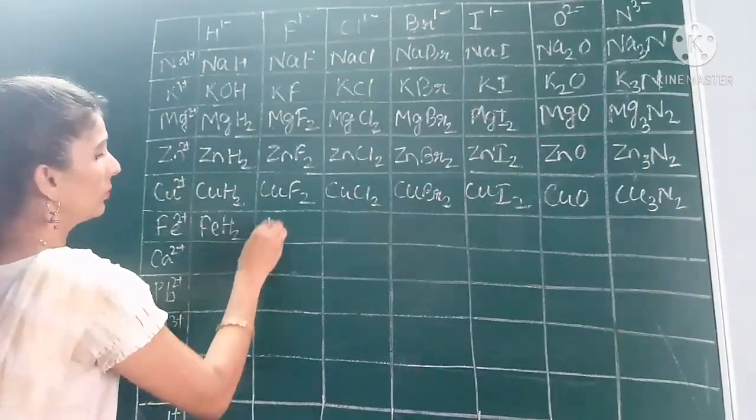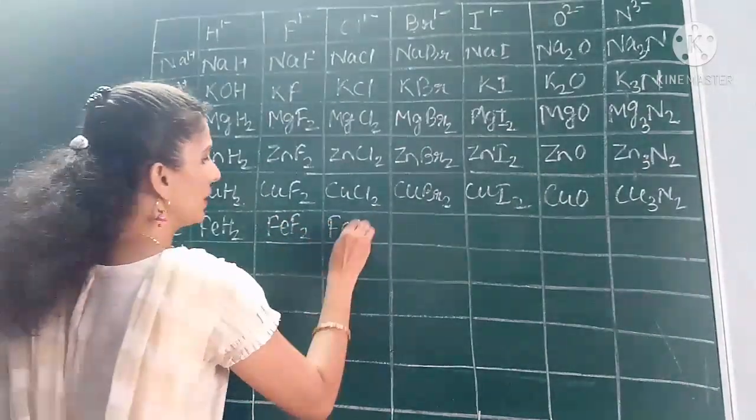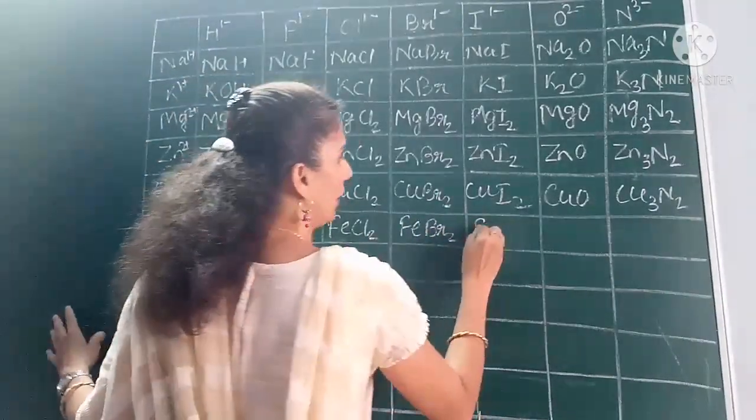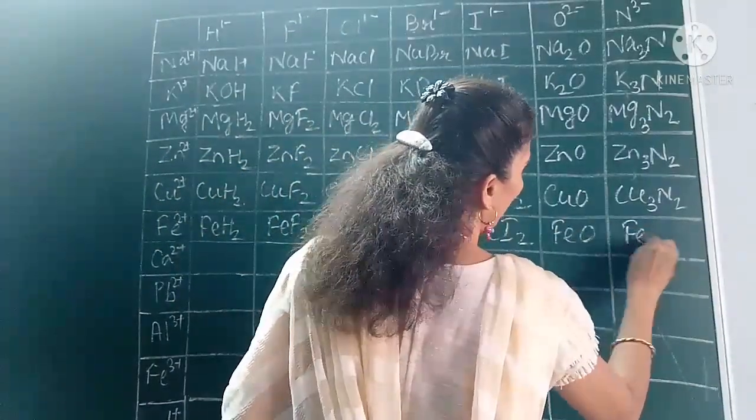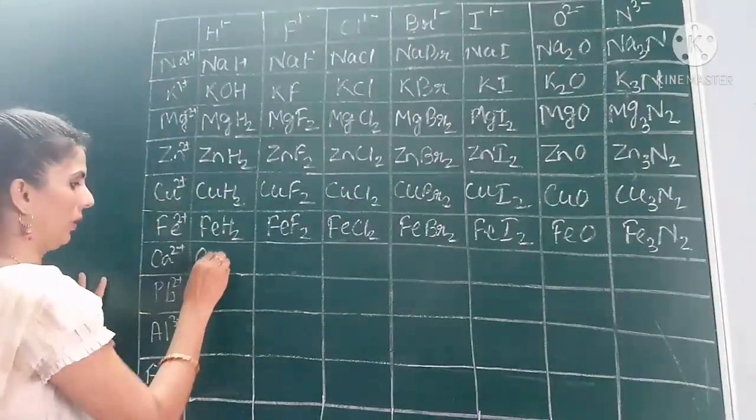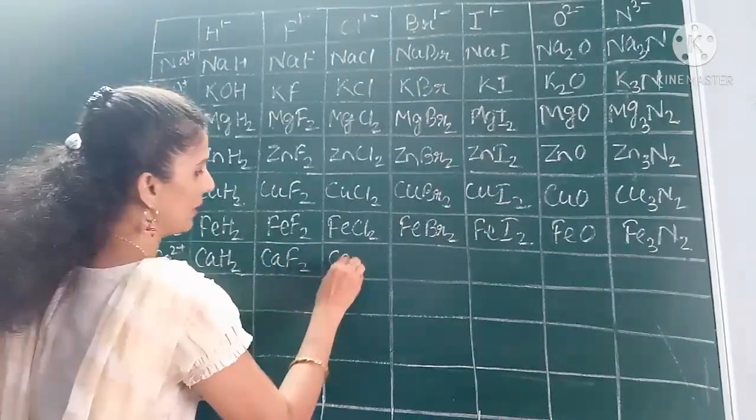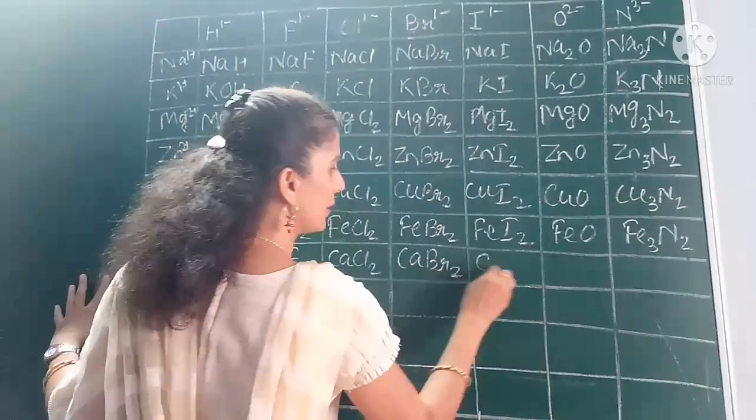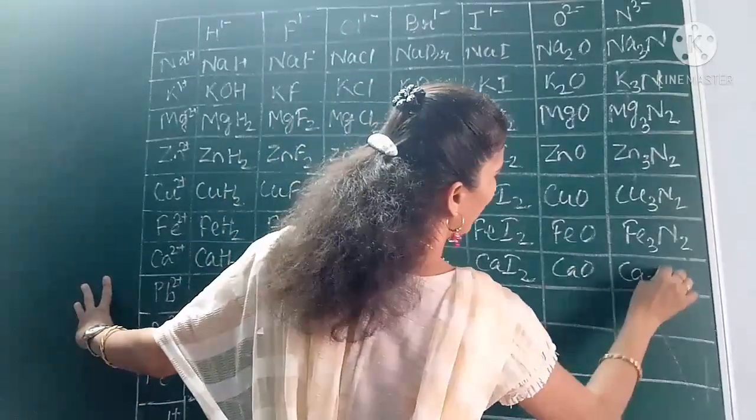FeH2, FeF2, FeCl2, FeBr2, FeI2, FeO, Fe3N2. Like this Ca: CaH2, CaF2, CaCl2, CaBr2, CaI2, CaO, Ca3N2.